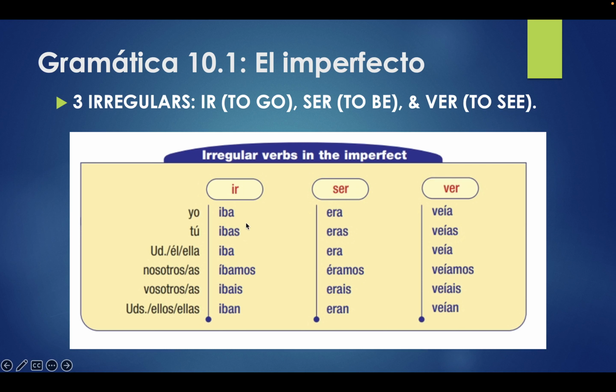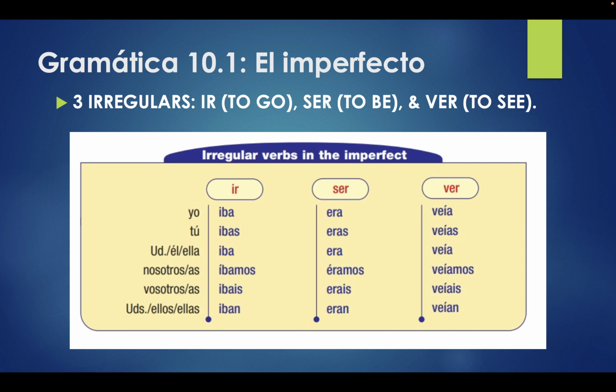So iba, I used to go. Ibas, you used to go. Iba, he or she used to go. Íbamos, we used to go. Ibais, you all in Spain used to go. Iban, they used to go. Same thing for ser. Era, I used to be. Eras, you used to be. Era, he or she used to be. Éramos, we used to be. Erais, you all in Spain used to be. And eran, they used to be.